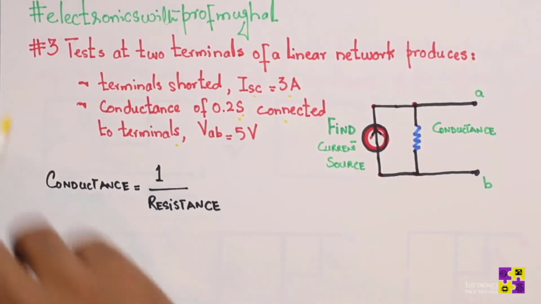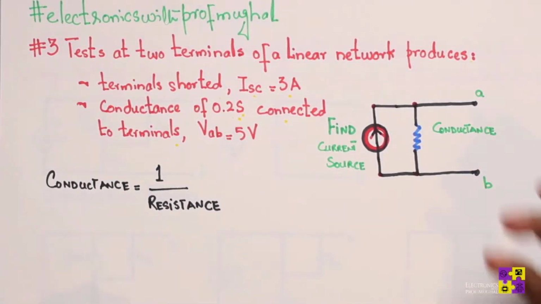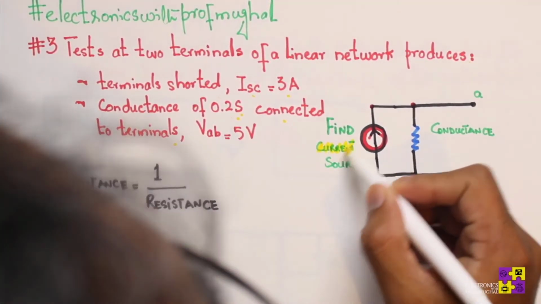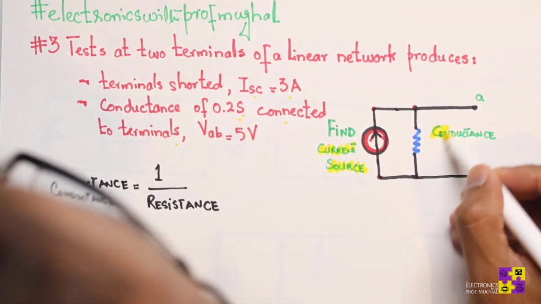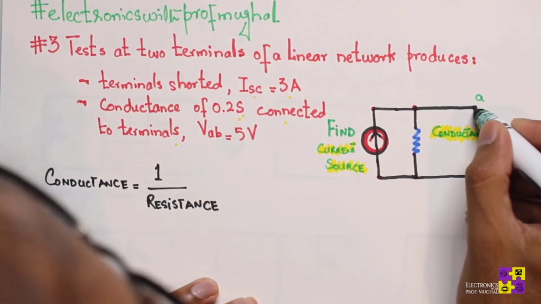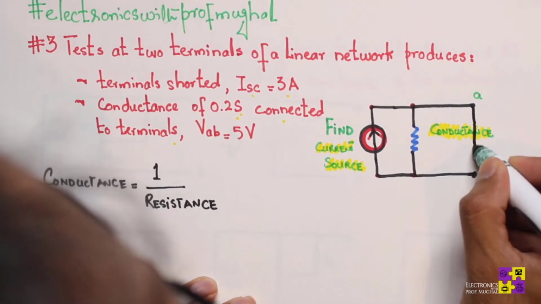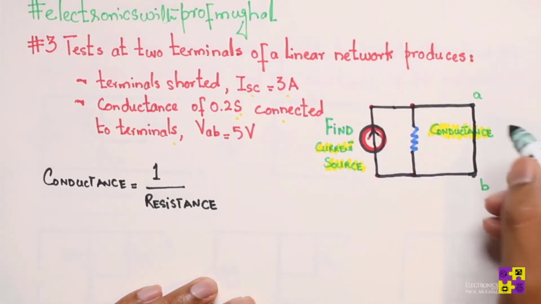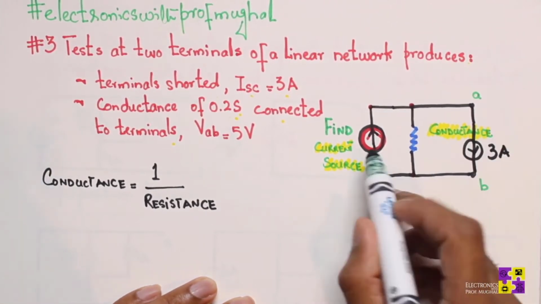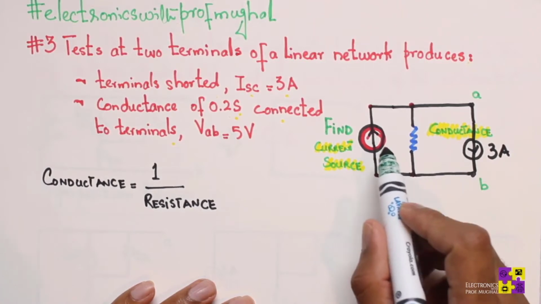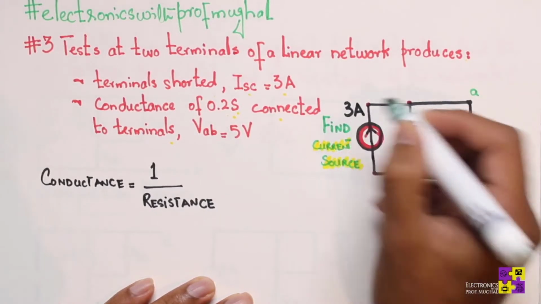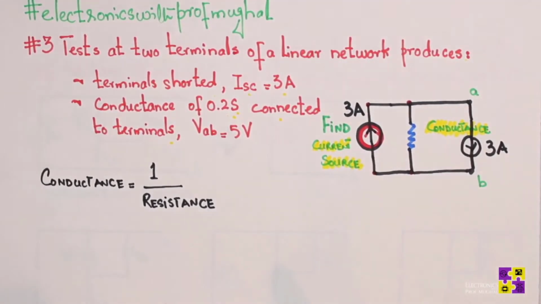What it really means is if I short this circuit, I have to find the current source, and I also have to find the conductance. At the open terminals, if I short it, it produces a short circuit current of 3 amps. Because the two current sources are in parallel, it's actually going to create 3 amps here as well. So I have a 3 amp current source coming in.